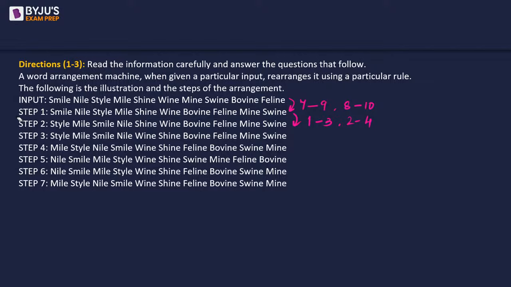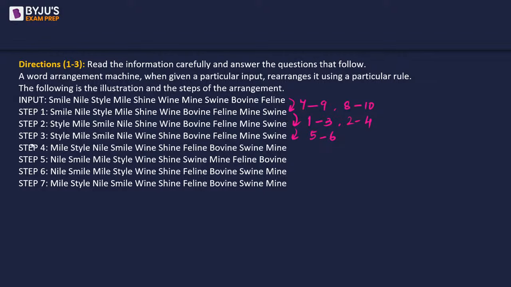Next, step 2 and step 3. If you look at step 2 and step 3, the first 4 are the same and the last 4 are also the same. So the change has only happened between the middle 2. The middle 2 are the 5th and the 6th words. That means when you move from step 2 to step 3, the 5 and 6 interchange, right?